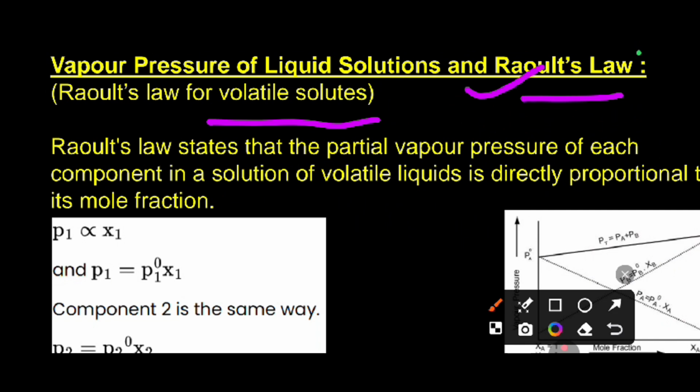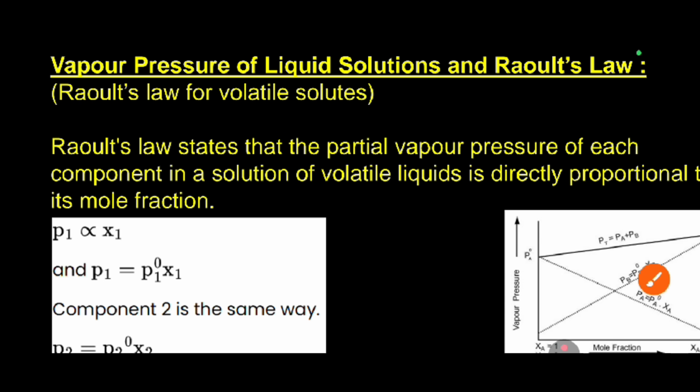Suppose we have taken wax and water. Which one has more capacity to evaporate? Water. Then we can say water is more volatile as compared to wax. Ethanol and water, we have already taken this example. Which one has more capacity to evaporate? Ethanol. Definitely ethanol has a more volatile nature as compared to water.